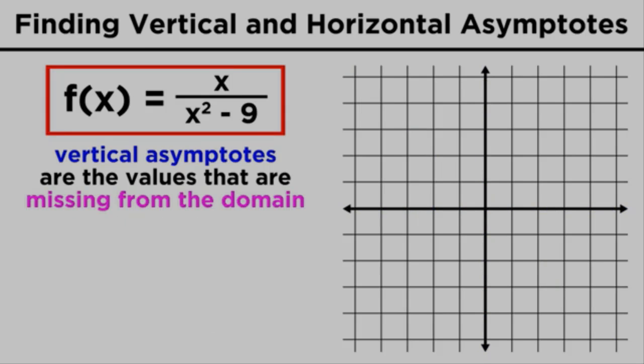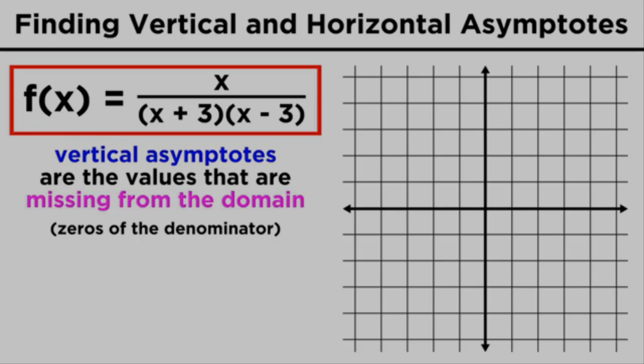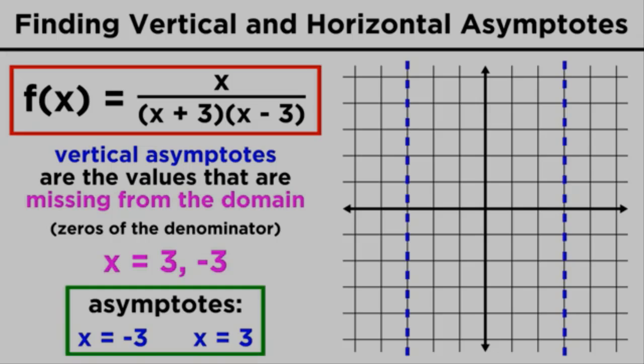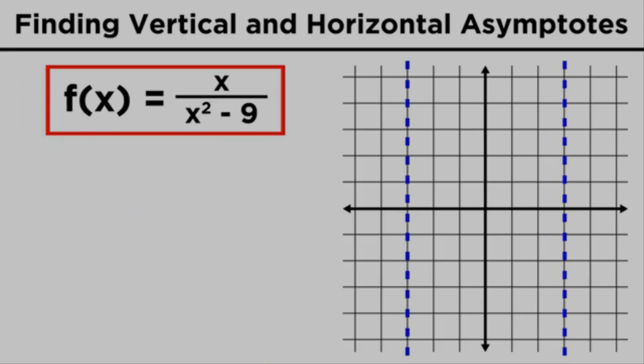Finding vertical asymptotes is pretty simple, as these are values that are not in the domain of the function. That means that these are the zeros of the denominator. Take something like x over x squared minus 9. We know that this denominator can be factored to get (x plus 3) times (x minus 3), and that means that 3 and -3 are the two zeros of the denominator. Since those values are not in the domain of the function, we must have vertical asymptotes at x equals -3 and x equals 3. We can also find out if there is a horizontal asymptote.